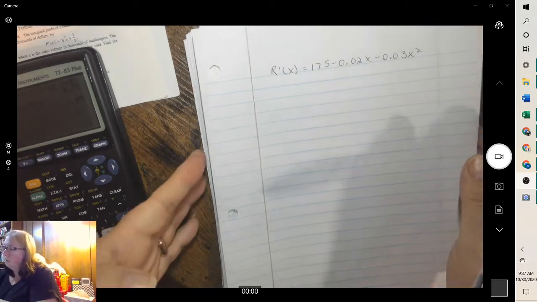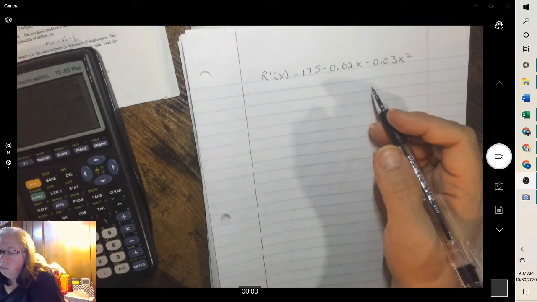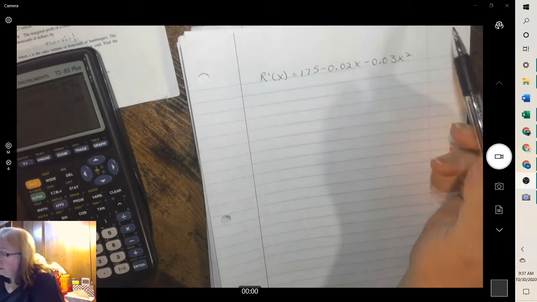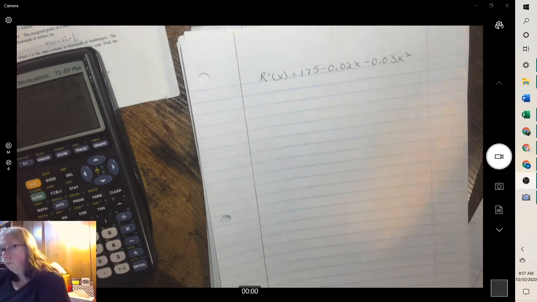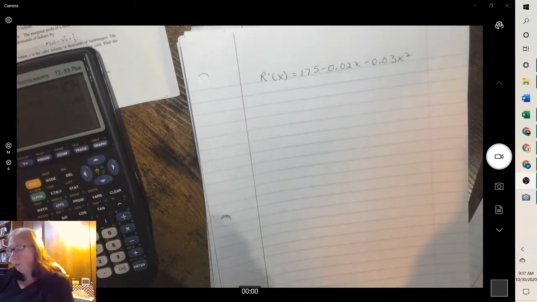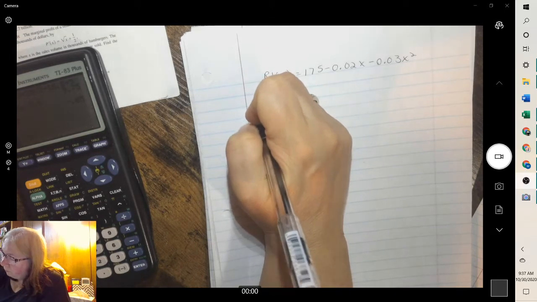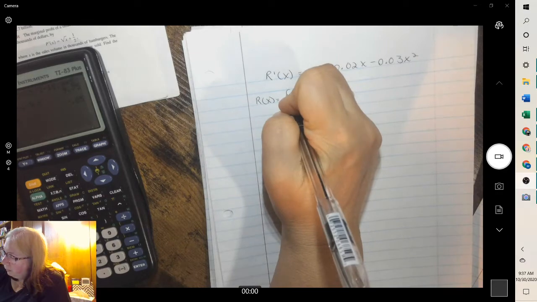Okay, so it gives us this, and it says, find the demand function for each marginal revenue function. Recall that if no items are sold, the revenue is 0. So on a test, I would make you find the revenue function and the price. Kind of working the other problems that we've done backwards. So first, to find revenue, we take the integral.